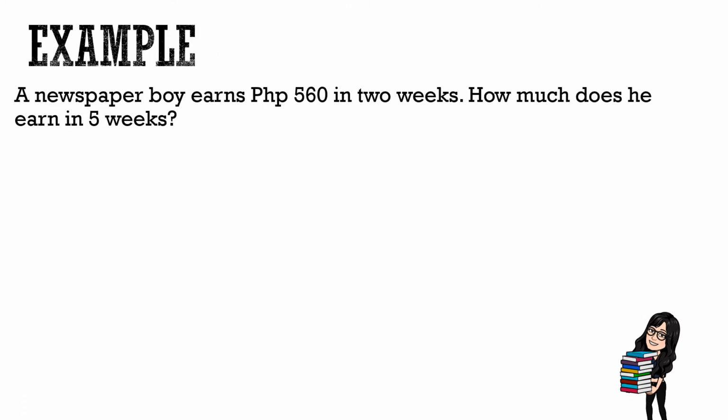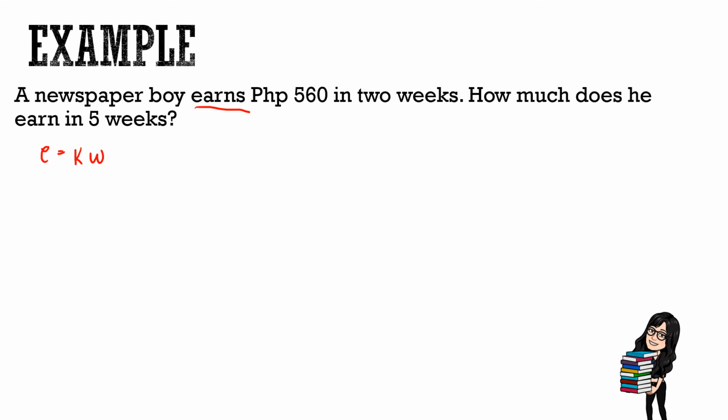Example number 3. A newspaper boy earns 560 pesos in 2 weeks. How much does he earn in 5 weeks? So in this word problem, we need to translate the following statement into mathematical equation. So as the boy earns in 2 weeks, we can write this as the earning of the boy varies directly as the number of weeks. So we have E is equal to kw. I represent the earnings by E and I represent the weeks by W.